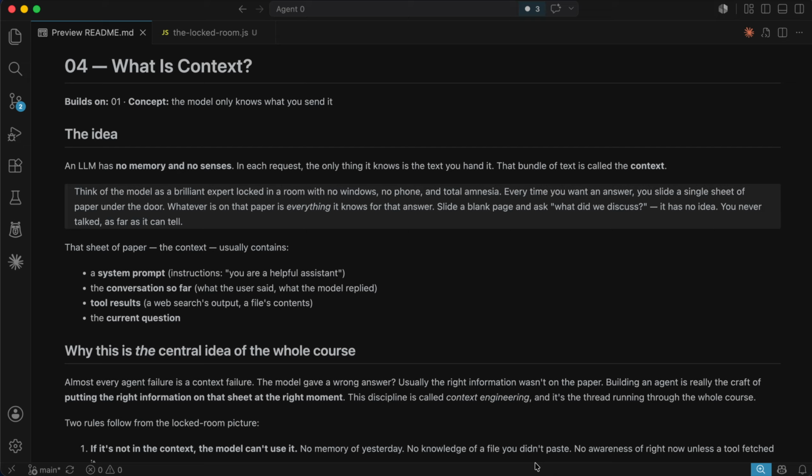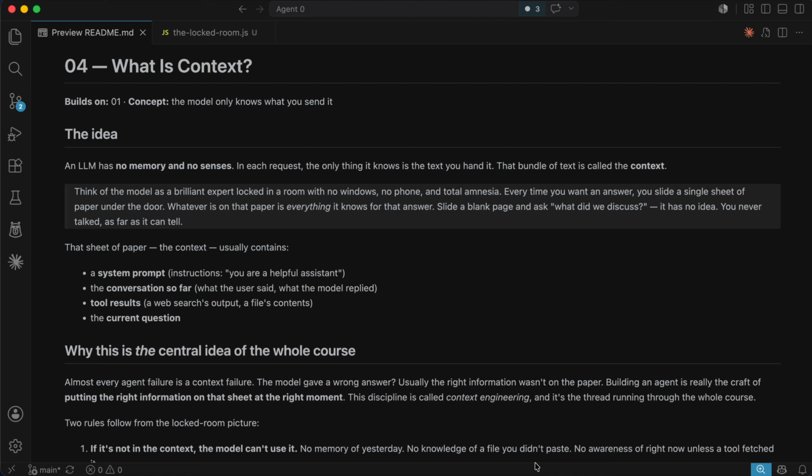When we talk about LLMs, they don't really have a memory of their own. Think of models as a brilliant expert locked in a room with no window, phone, or anything that they can use to search outside of that room. And they have total amnesia, meaning they forget everything. So every time you want an answer, you slide a single sheet of paper under the door. Whatever is on that paper is everything it knows for that answer. Slide a blank page and ask what did we discuss, and it has no idea. You never talked as far as it can tell.